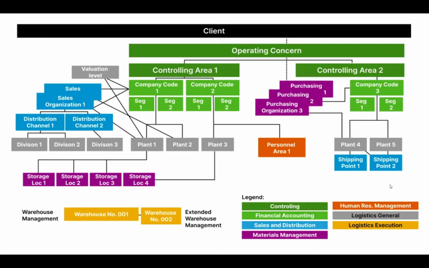The next one is shipping point. Shipping point is a physical location which is responsible for processing deliveries and dispatching goods to customers. Each plant has a shipping point assigned to it.